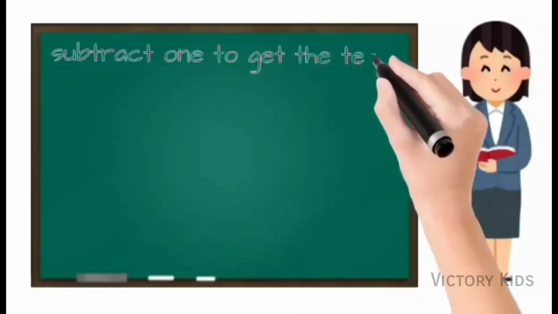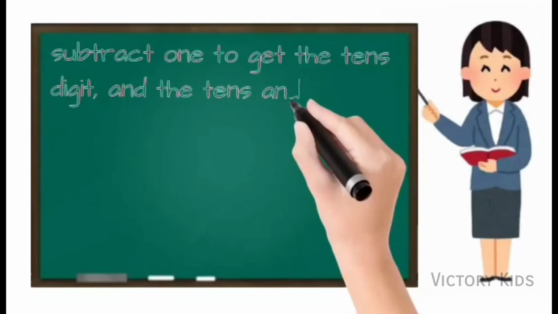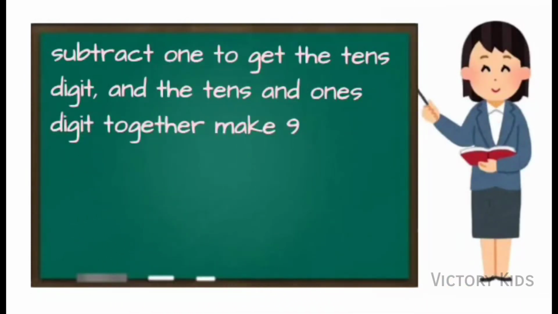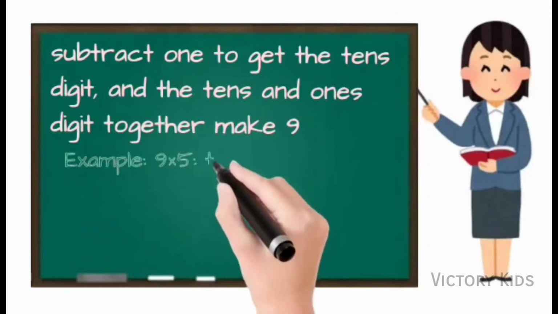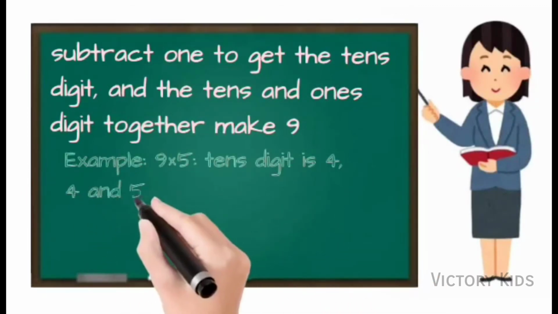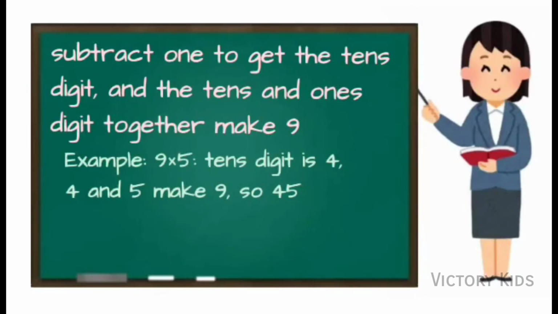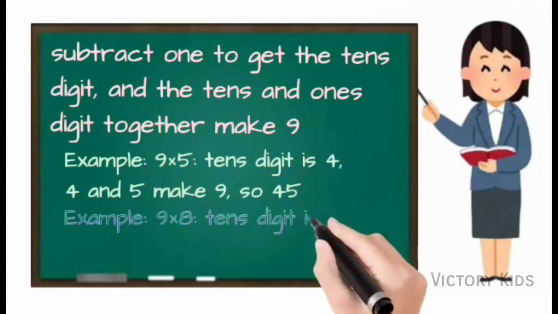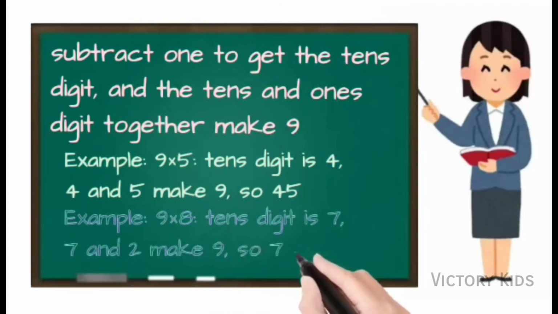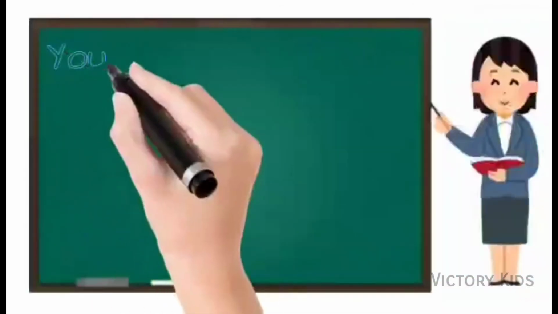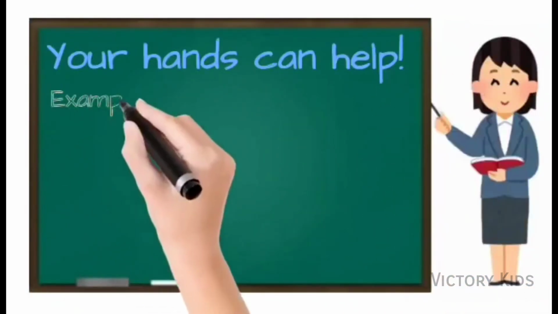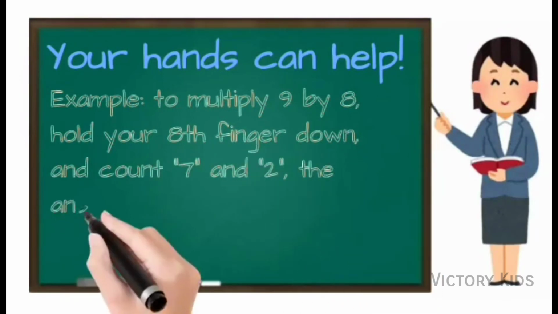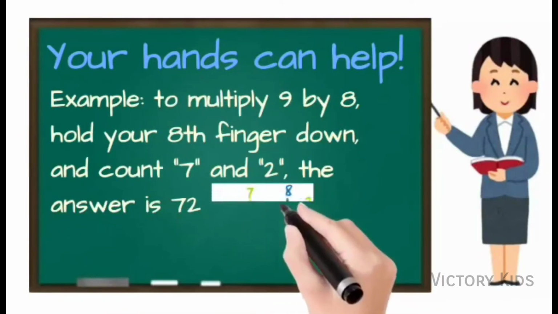Subtract 1 to get the tens digit, and the tens and ones digits together make 9. Example, 9 times 5, tens digit is 4, 4 and 5 make 9, so 45. Example, 9 times 8, tens digit is 7, 7 and 2 make 9, so 72. Your hands can help. Example, to multiply 9 by 8, hold your 8th finger down, and count 7 and 2, the answer is 72.